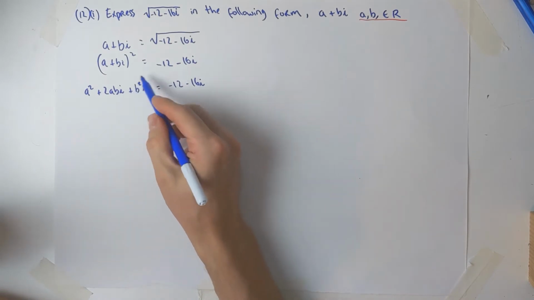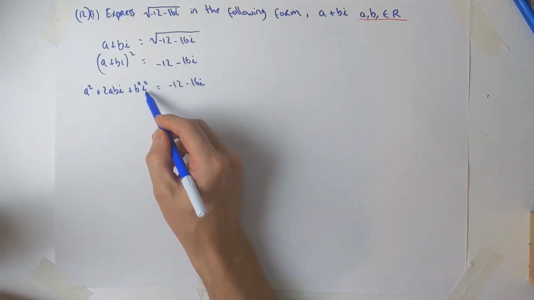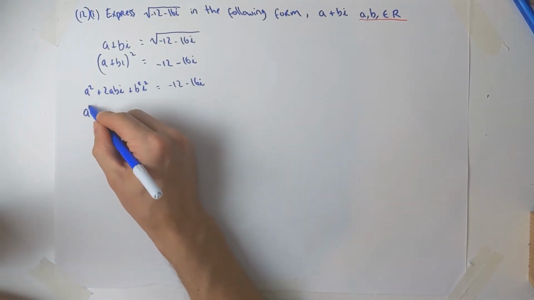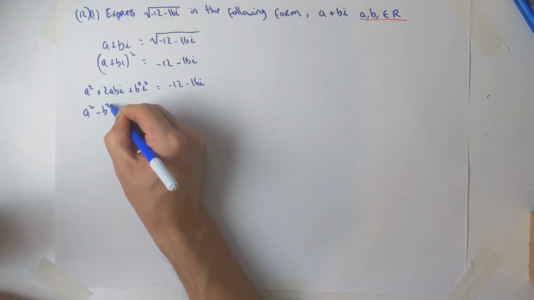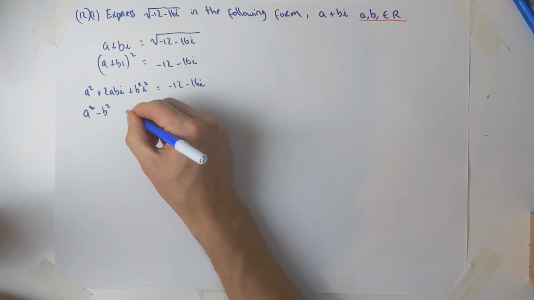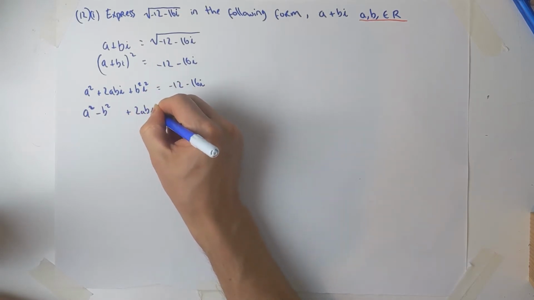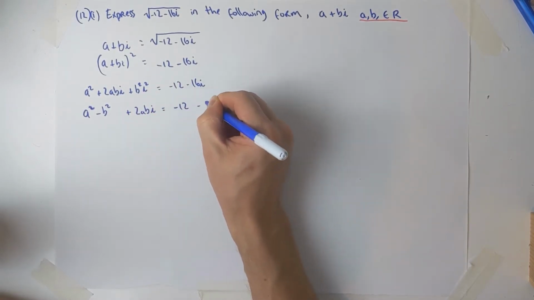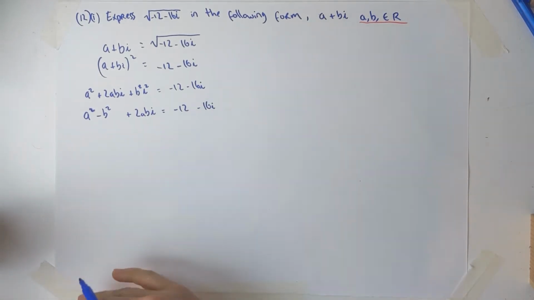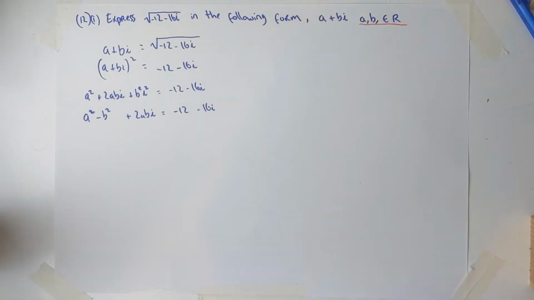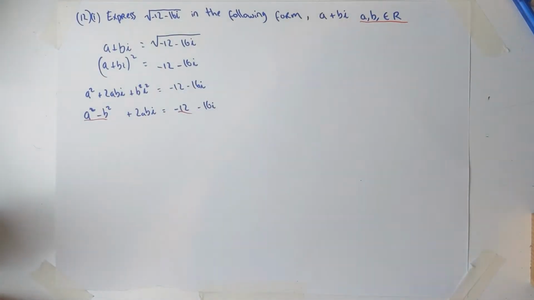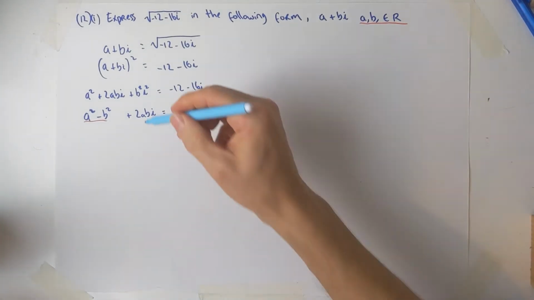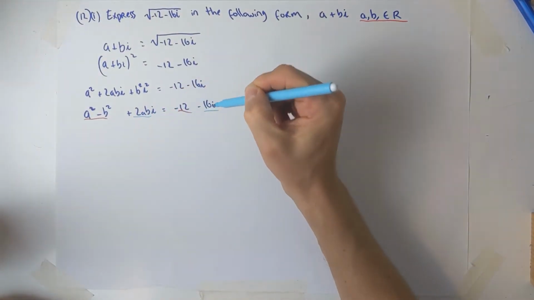So this here loses its imaginary part and becomes a real number. So you've got a squared, I'm going to bring it over beside the a squared, minus b squared, and you've got plus 2abi. That's equal to minus 12 minus 16i. So you have two equations here that you can form. The real parts are equal to the real parts, and the imaginary parts are equal to the imaginary parts.